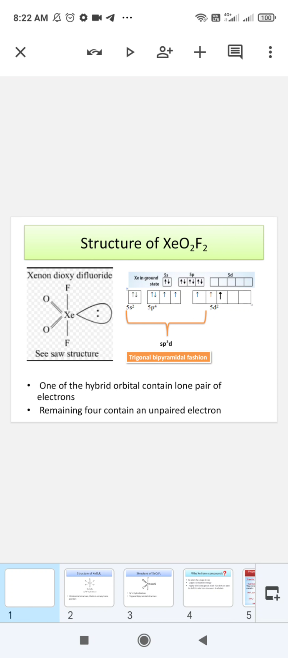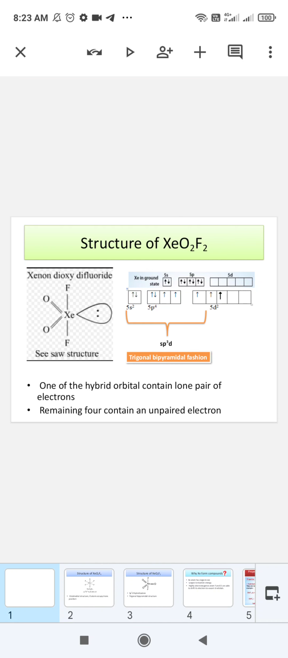We know the ground state electronic configuration of xenon is 5s2, 5p6, 5d0. In order to form the 4 sigma bonds with fluorine and oxygen, 1 of the electrons in the p orbital, 3 of the electrons in the p orbital is excited into the d orbital, and we have 5s2, 5p3, then 5d3.